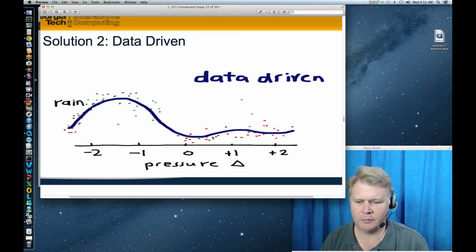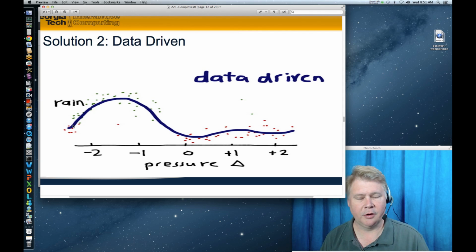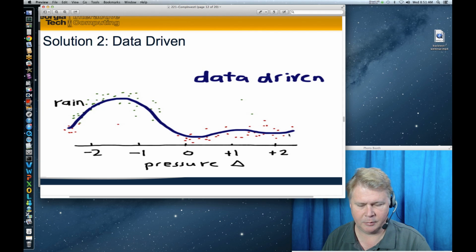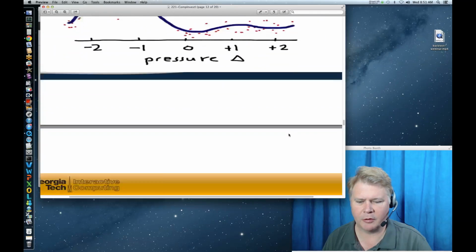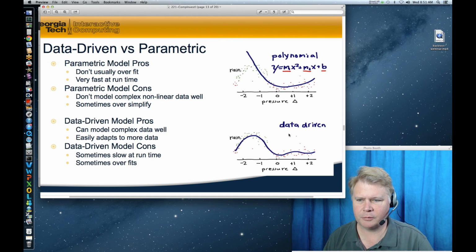Notice that it fits the data very nicely everywhere. Now this is a made-up example, but this is the typical kind of thing you'd see. It can follow all the little twists and turns of where the data takes us, very naturally and easily, and it's driven just by the data. And we don't impose a parametric model on top of that. So if we compare these approaches, there's pros and cons to each approach.